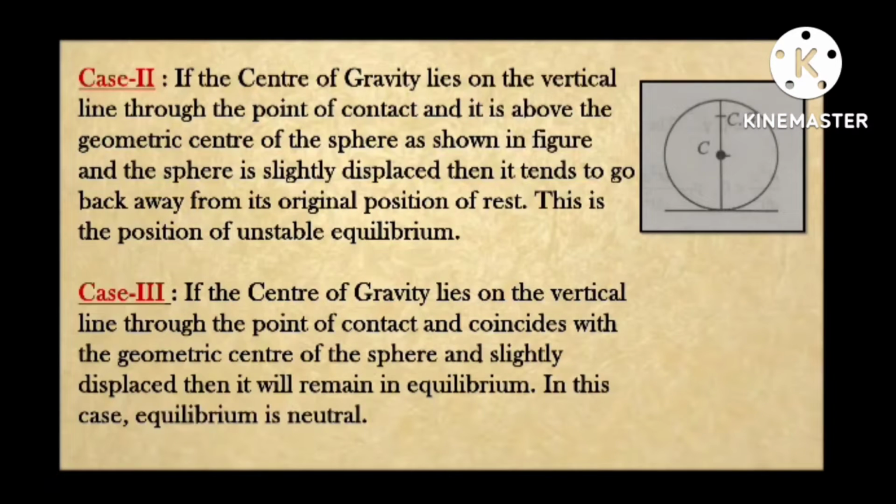The second case: if the center of gravity lies on the vertical line through the point of contact and it is above the geometric center of the sphere as shown in the figure, and the sphere is slightly displaced, then it tends to go away from its original position of rest. This is the position of unstable equilibrium. And the third case is if the center of gravity lies on the vertical line through the point of contact and coincides with the geometric center of the sphere and is slightly displaced, then it will remain in equilibrium. In this case, the equilibrium is said to be neutral.